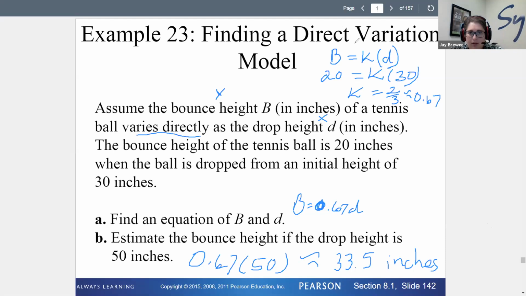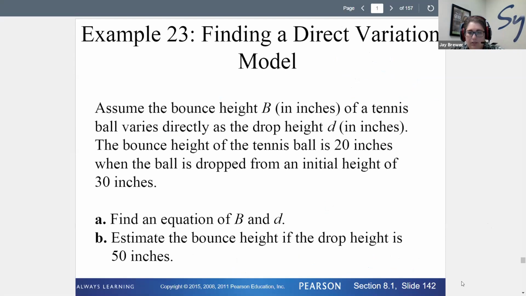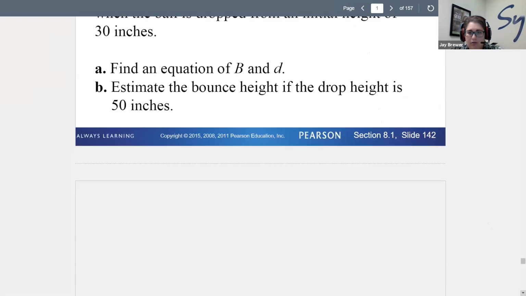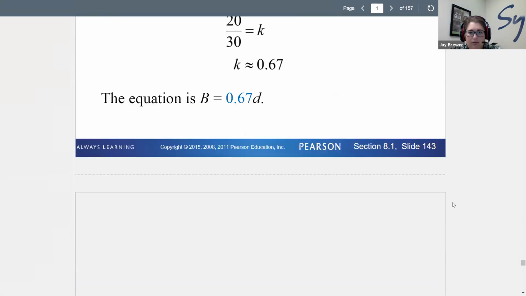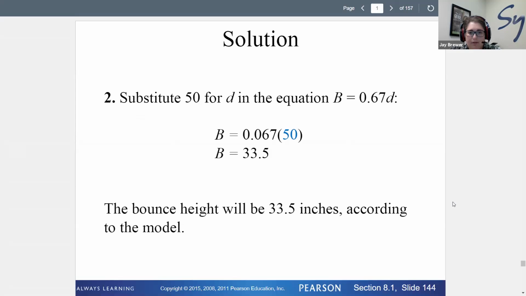Okay. And we can run through these real quick. I'll show you the slides for them real quick. Okay. There's showing you that I did not lead you astray for the equation. There's your solution. Now here, of course, the bounce height will be 33 inches according to the model, or you could say according to the model, the bounce height will be 33.5 inches.